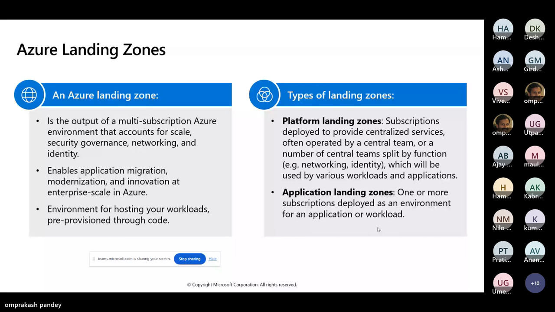Now, once this landing zone decision has been made, then you can go ahead and provision it by using code. Now, anybody who can help me with what is the type of code that it is referring to? Anyone, any suggestions? What technologies do we use for infrastructure as code?